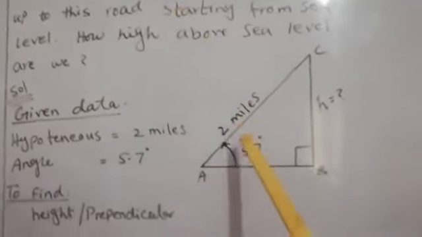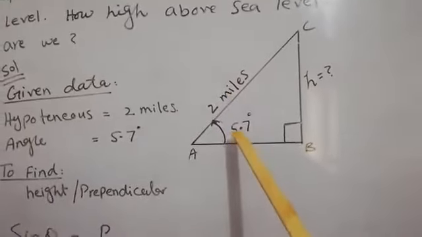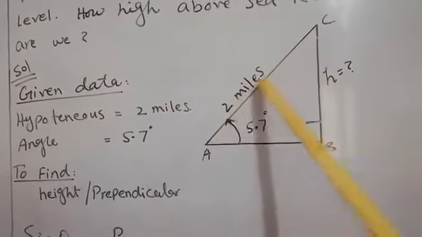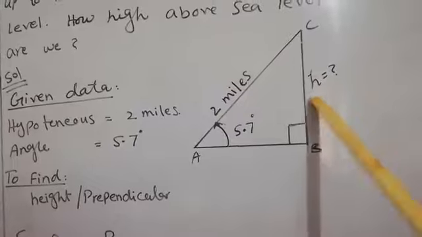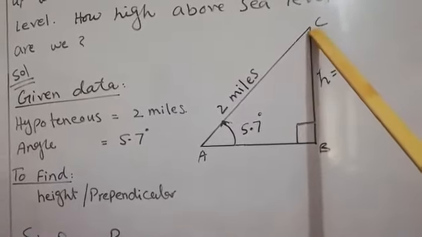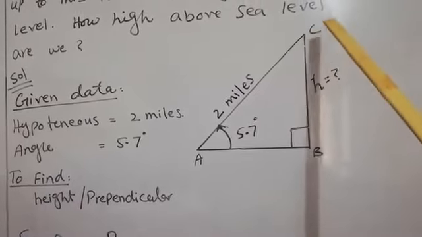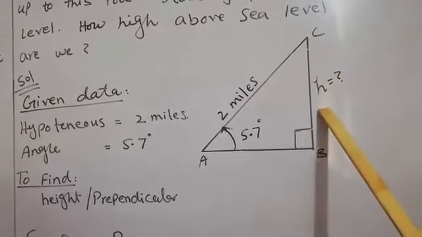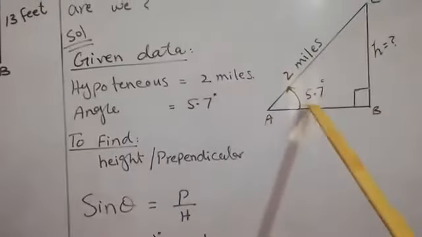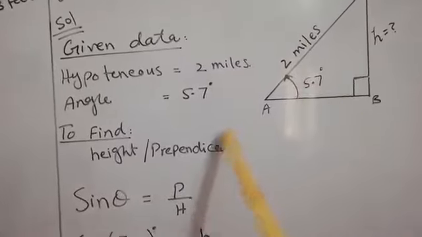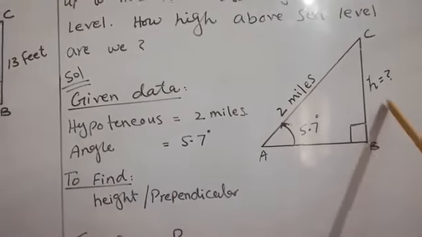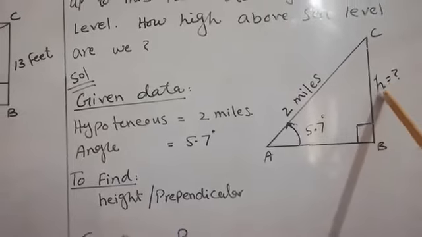The angle given of the road to the sea level is 5.7 degrees, and the length of the road is 2 miles, and we will find the height above the sea level of that particular point where we have stopped our car. Okay, dear students, hypotenuse is 2 miles and angle is 5.7 degrees, and we will find the height. So the trigonometric ratio which helps us is sine theta.